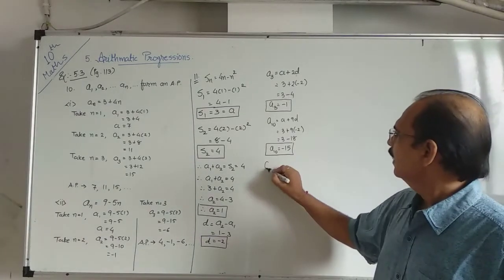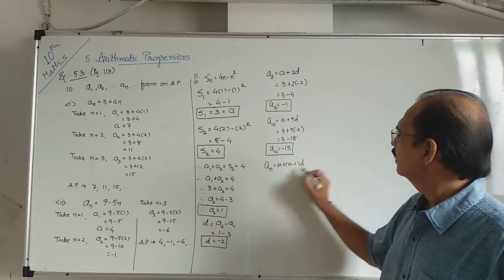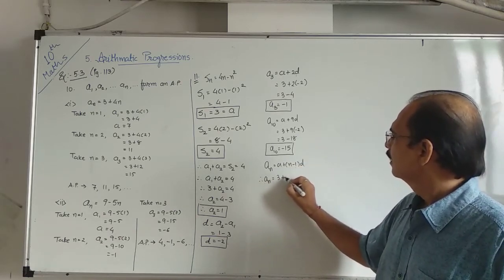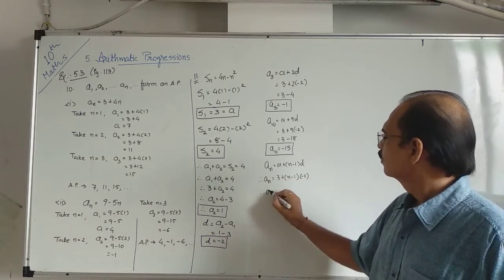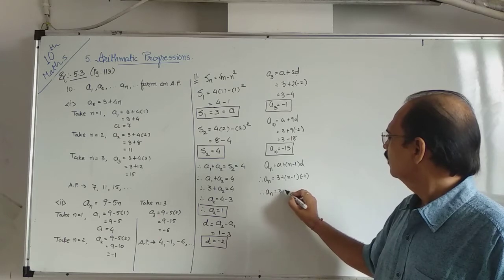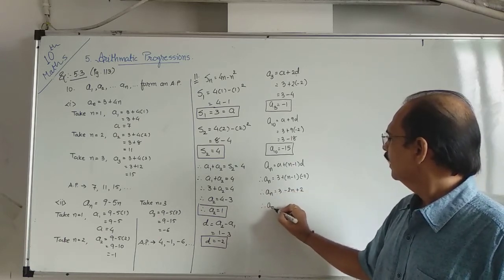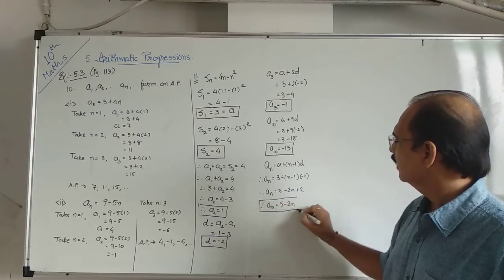Nth term. An equals to what? An equals to A plus n minus 1 into D. Here A is 3, and D is minus 2. So An equals to 3 minus 2n plus 2. So An equals to 5 minus 2n. This is the formula of An.